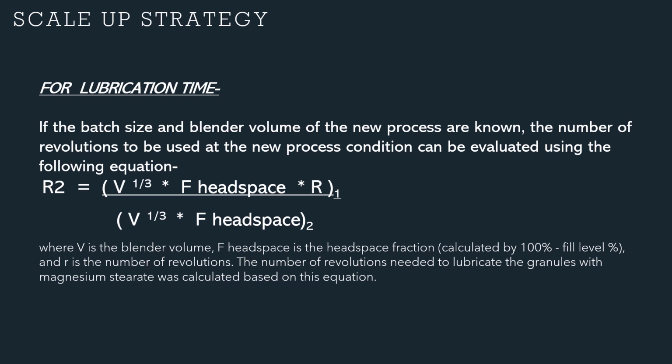It will give the head space, multiplied by the radius of the blender of the first scale, then the second scale for which we are calculating the number of revolutions. For that stage, blender volume raised to the power 1 by 3 multiplied by head space of that stage. So this simple equation we can use to calculate the lubrication time at the pilot and pivotal scale.